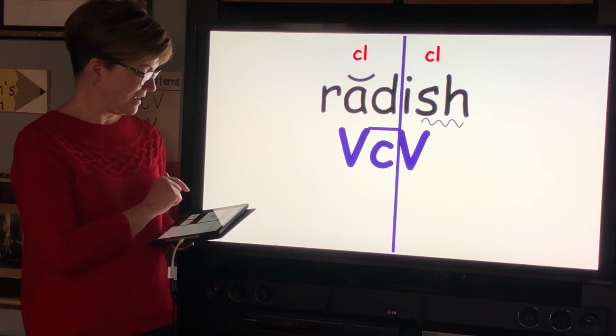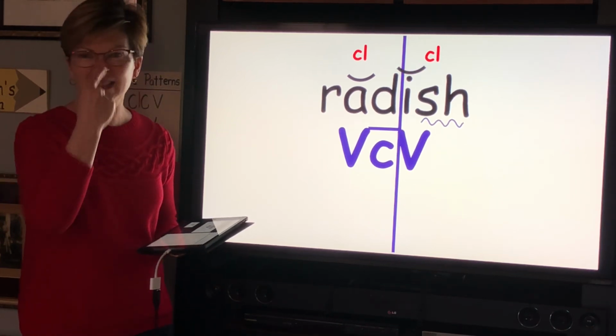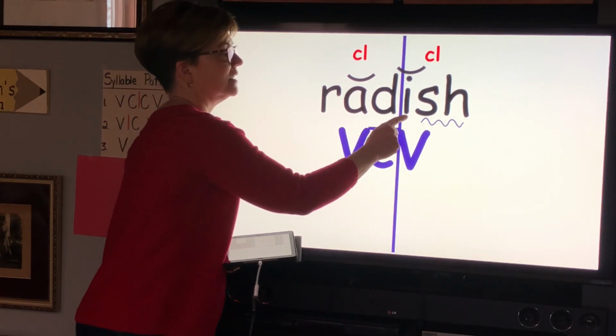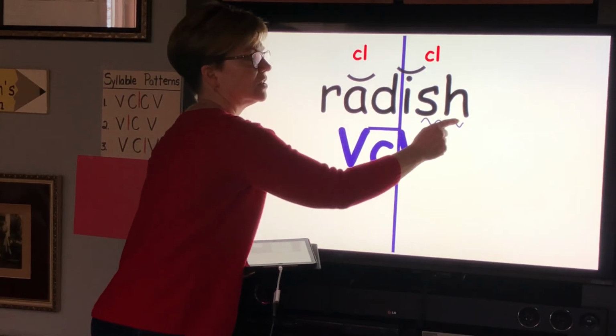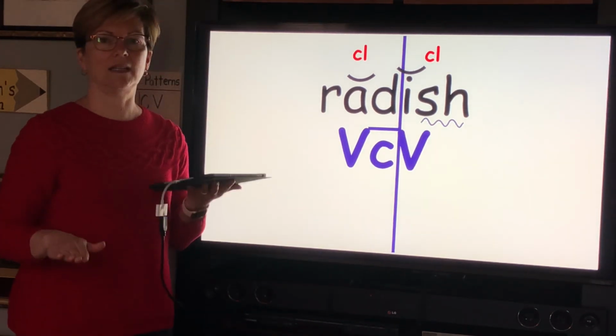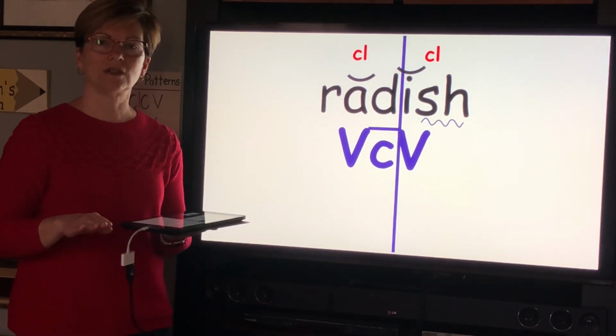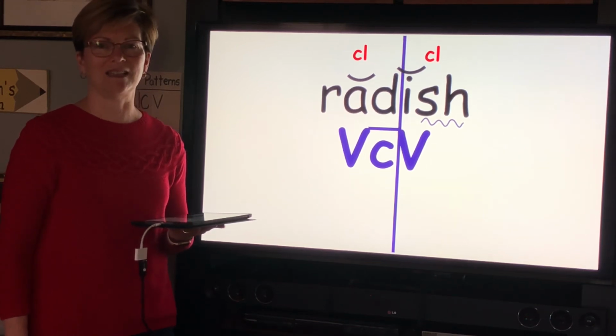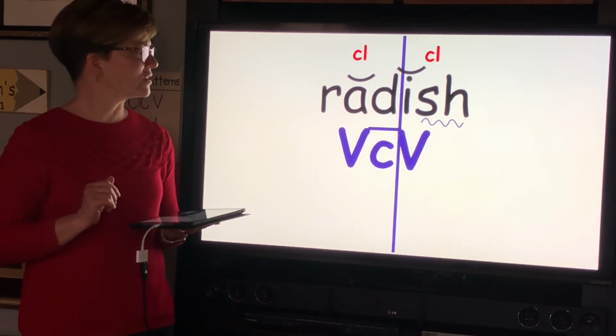That means the I is wimpy. It says ih, scrunchy nose ih. Rad, ish. Radish. Oh, have you ever tried to eat a radish? They can be kind of spicy. They're those cute little red and white vegetables.